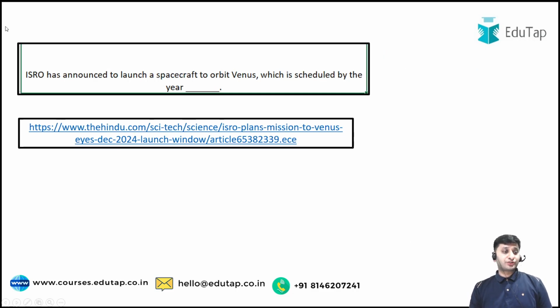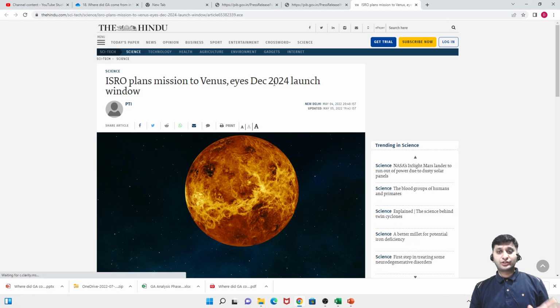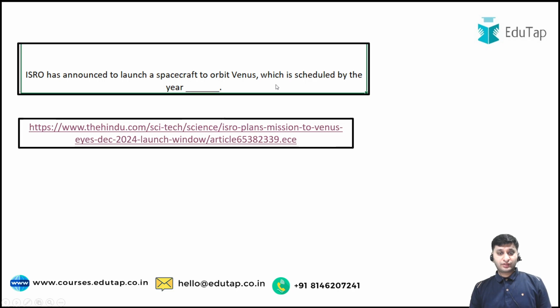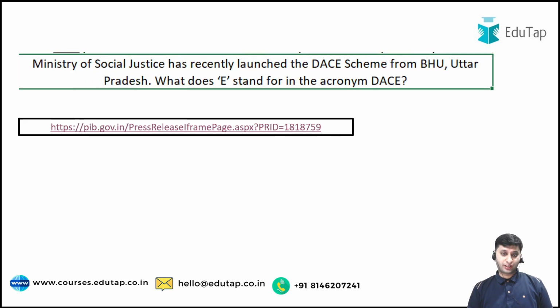Now let me show you one question from The Hindu also. ISRO has announced to launch a spacecraft to orbit Venus, which is scheduled by the year. So the year was asked. Now if you see the Hindu newspaper, directly in the headline you will get to know that it is 2024. So this way, I'm just giving you some samples to show that the analysis has been done in depth. So 35 questions from PIB, 10 questions from Hindu. That's a huge weightage. Apart from that, yes, Live Mint, Hindu Business Line. There are many other sources, but the majority of questions have been asked from here.